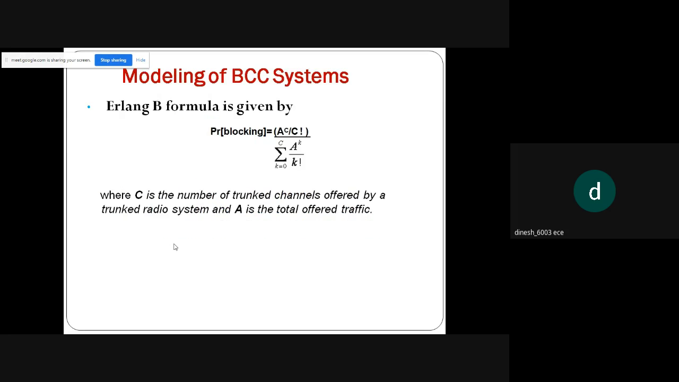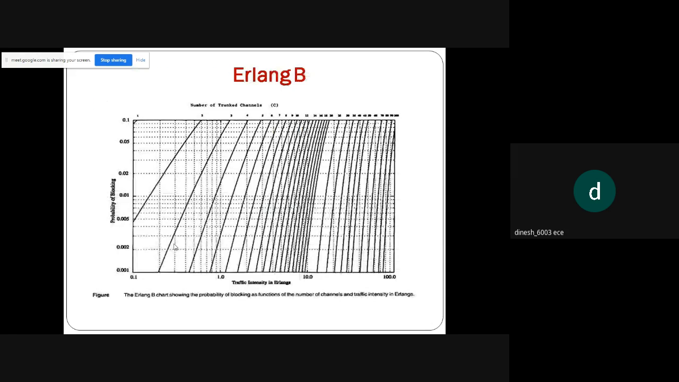The modeling is given by this formula. Probability of blocking = (A^C / C!) divided by the summation for k = 0 to C of (A^k / k!), where C is the number of trunked channels offered by the trunked radio system, and A is the total offered traffic. So this is the Erlang B blocking formula.